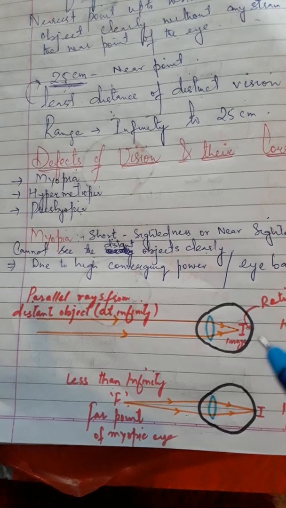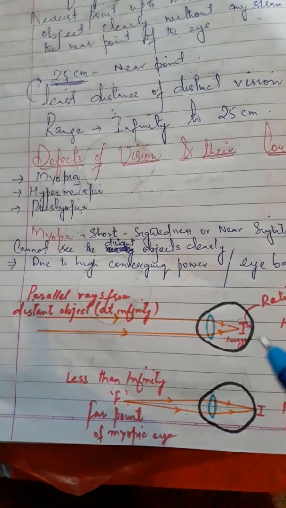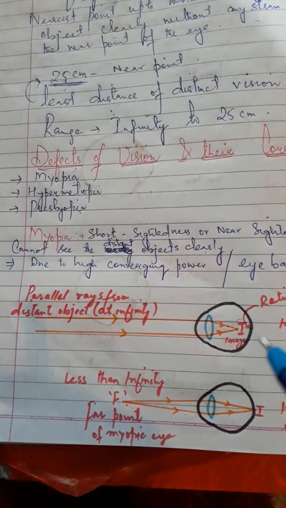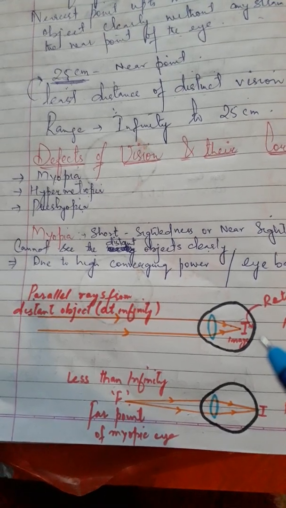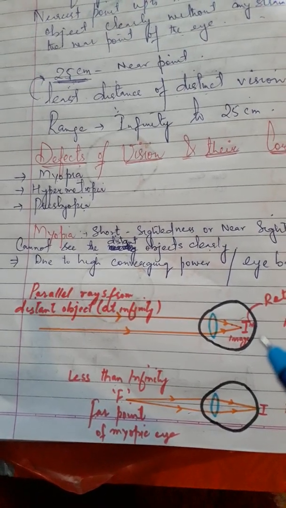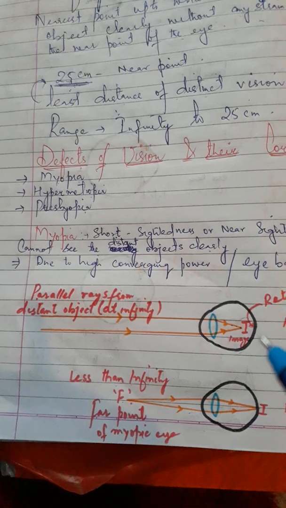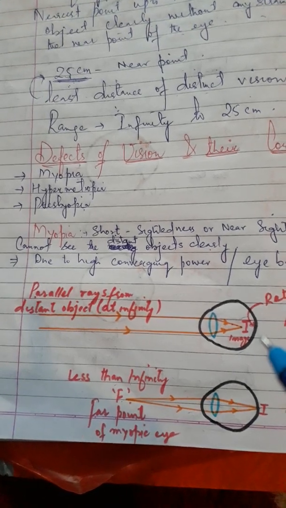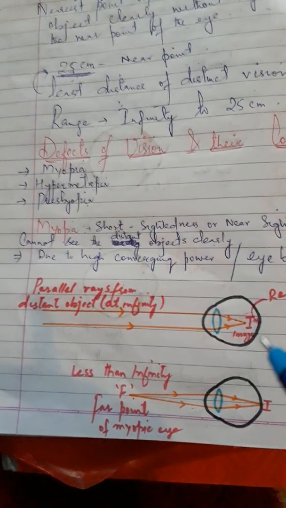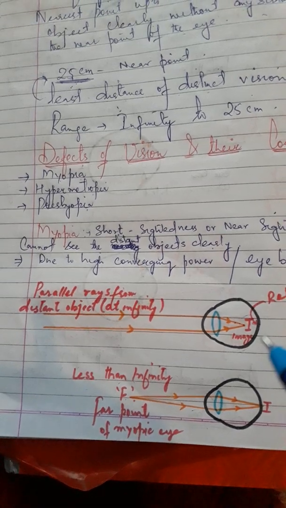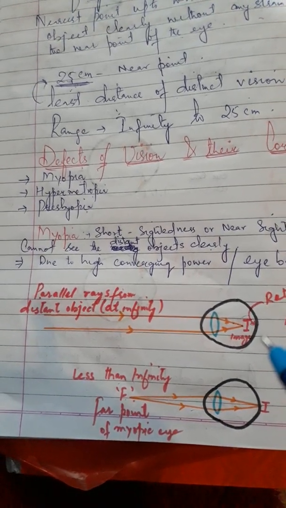Sometimes the eye of a person cannot focus the image of an object on the retina properly. In such cases, the vision becomes blurred and the person cannot see either the distant objects or nearby objects, or sometimes both, clearly and comfortably. Then the person is said to have a defect of vision or defects of eye.